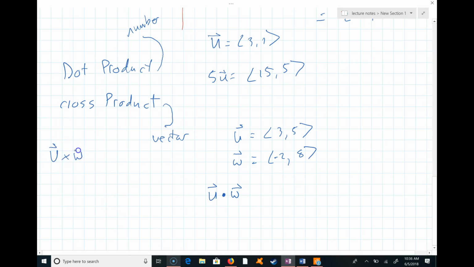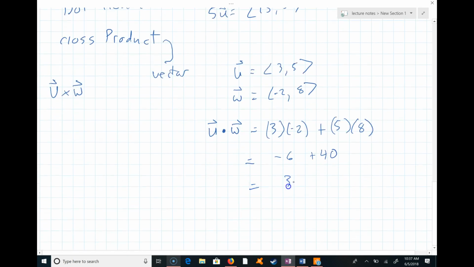I said I wouldn't say any more about it, but here I am again. Cross product looks like that. We use an old X like we did in grade school. Okay, so the dot product produces a number, and what the number is just the X component times the X component plus the Y component times the Y component. That's all it is. And that would give me -6 + 40, which is 34. Isn't that cute?